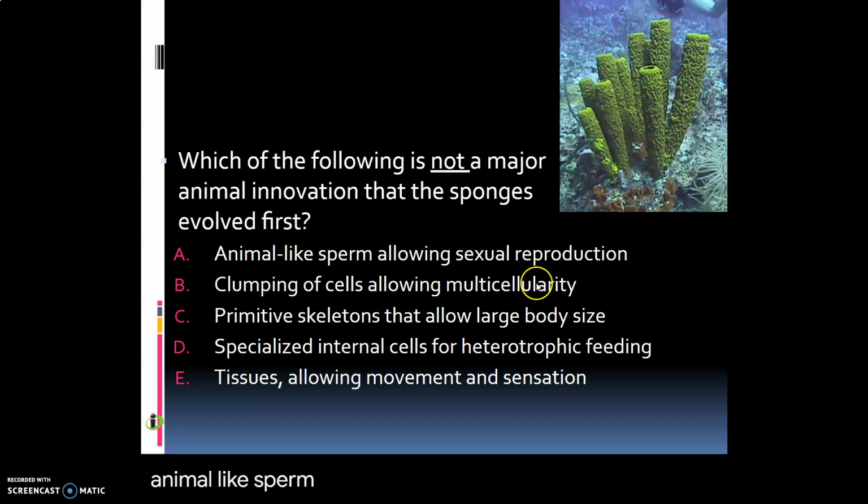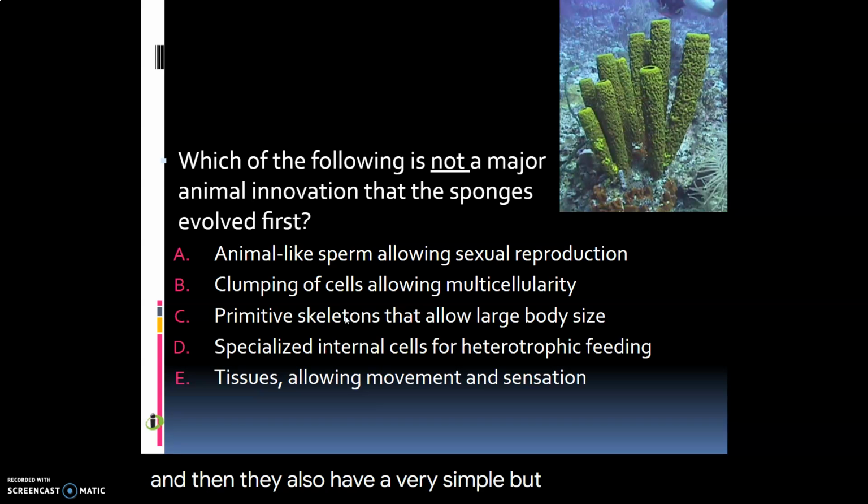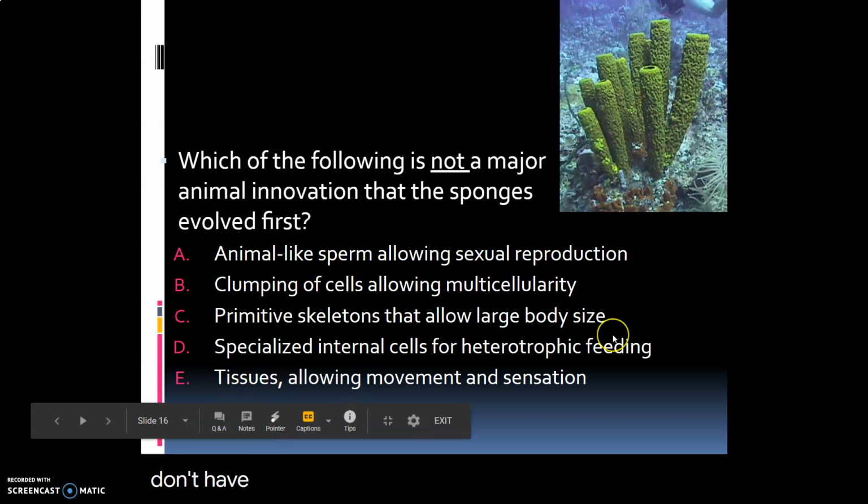They are multicellular with specialized cells that allow them to feed in the way that animals feed. And then they also have a very simple but functional skeleton that allows them to be much larger and support their body more than typical protists can do. The thing they don't have are tissues. There we need the metazoans.